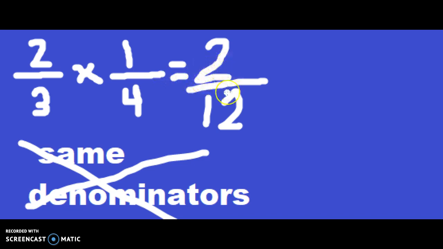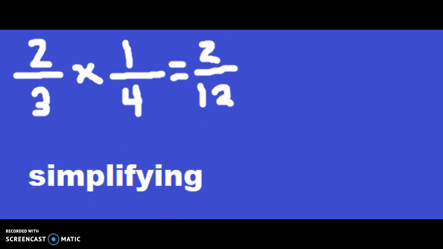Okay, you have 2/12, but you can't leave it like this. You have to do something to it, and I'm hoping you guys have learned this, and that is simplifying. Yes, you need to know how to simplify. Simplifying is very basic, and if you don't get it, then comment down below for me to make a video on how to simplify. You do it in the simplest form.